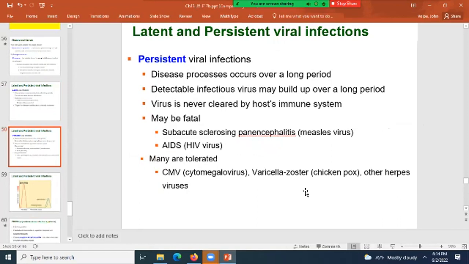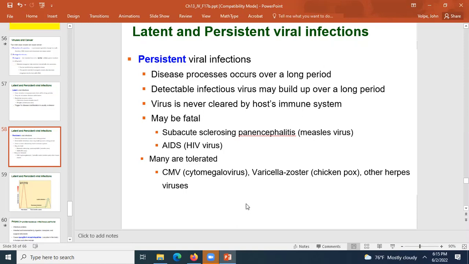Let me briefly talk about persistent viral infections. This is a disease that occurs over a long period of time. The detectable levels of the virus build up over a long period of time. So initially, when the patient is first infected and they first have signs of disease, the virus is at low number. But over time, the viral load increases and the severity of the disease increases. The virus oftentimes is never cleared by the host immune system.